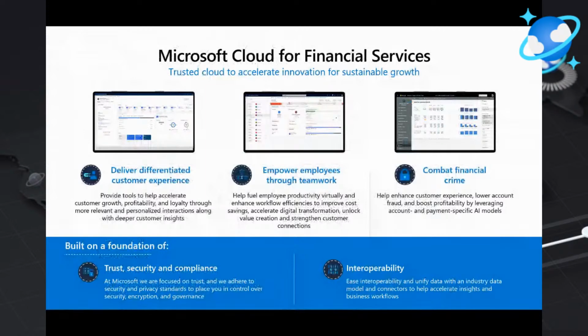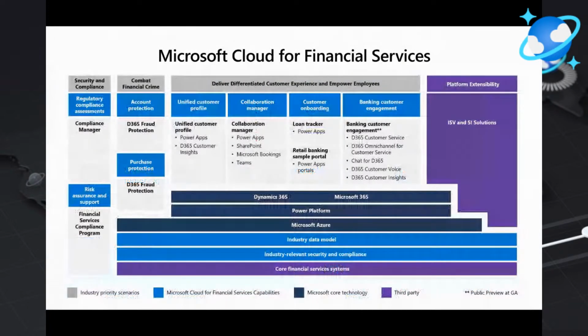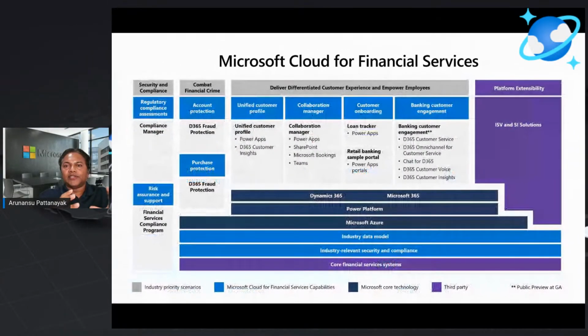First, there is deliver differentiated customer experience, which revolves around customer loyalty and customer insight. Then there is empower employees through teamwork, which is a set of tools around collaboration between employees. And then what we are talking about today is combat financial crime, right? So what's inside this combat financial crime? Well, this primarily involves the Dynamics 365 fraud protection. Dynamics 365 fraud protection was created to support our e-commerce applications, to make sure the transactions happening over the wire on the internet are valid, and it's not fraud, and people are not using a fake identity to buy something or stealing others' credit cards, right?